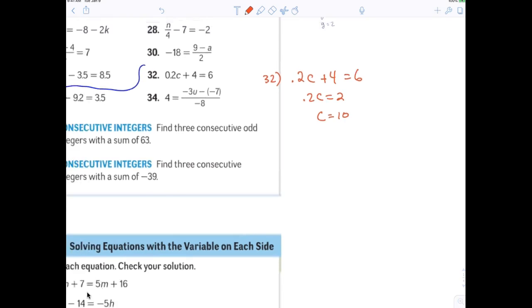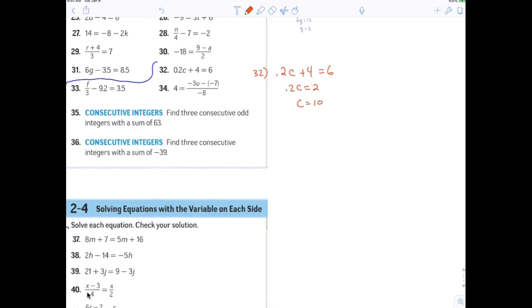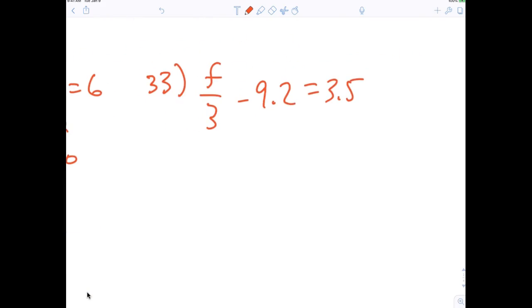All right, let's take a look now at 33. So let's see how you did on 33. So f over 3 minus 9.2 equals 3.5. So f over 3 equals what? Help me out, guys. Everybody should be able to say it because you did it for homework. And so now f is equal to. Is everybody happy with that? 38.1, right?